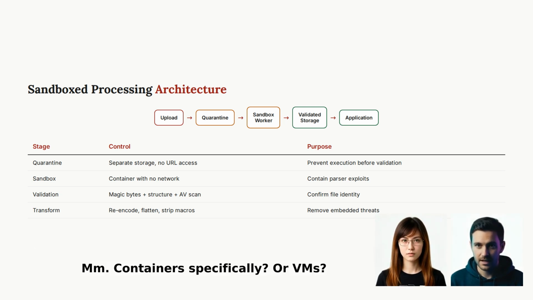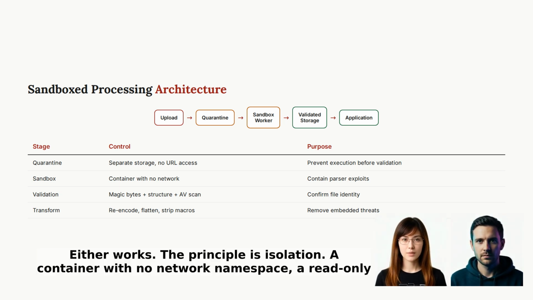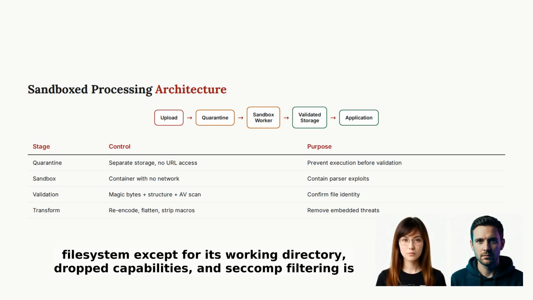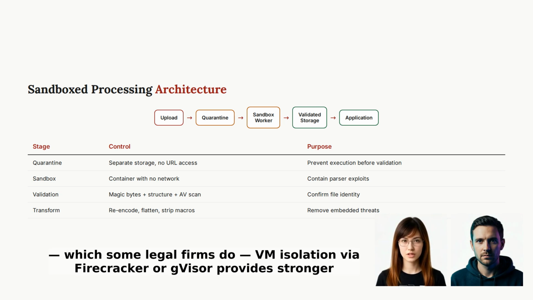Containers specifically, or VMs. Either works. The principle is isolation. A container with no network namespace, a read-only file system except for its working directory, dropped capabilities, and seccomp filtering is sufficient for most threat models. If you're processing files from nation-state adversaries, which some legal firms do, VM isolation via Firecracker or gVisor provides stronger boundaries.